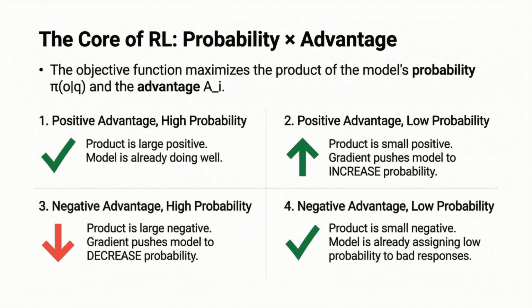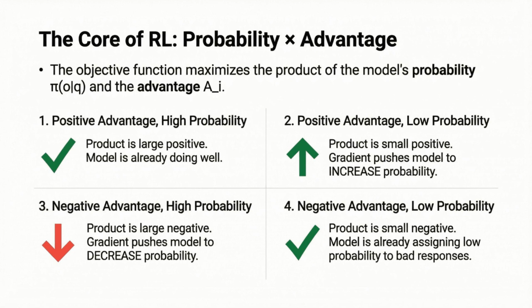First, if you have a high probability token with a positive advantage, what should the model do? It should increase that probability even more. Second, if you have a low probability token with a positive advantage, the model should increase its probability. Third, if you have a high probability token with a negative advantage, the model should decrease its probability. And finally, if you have a low probability token with a negative advantage, the model should decrease its probability even further.